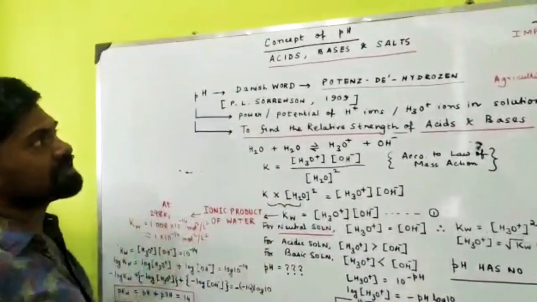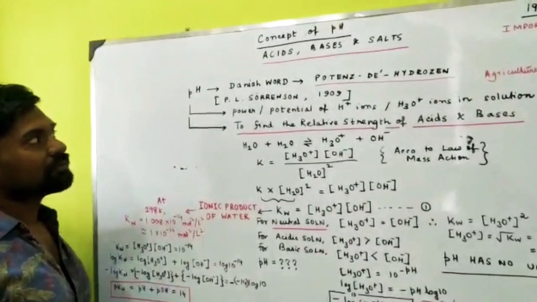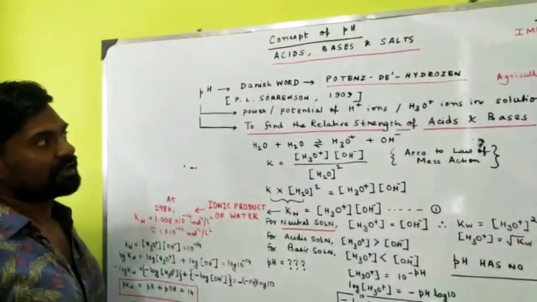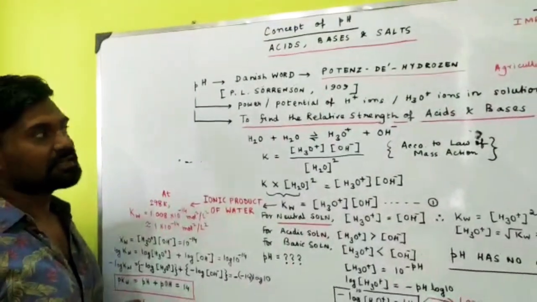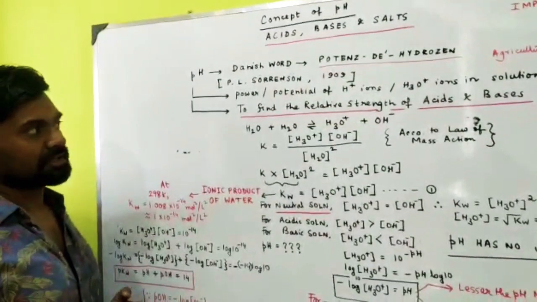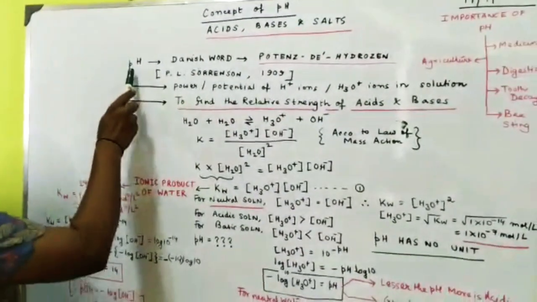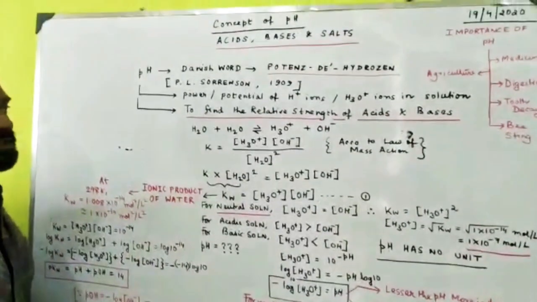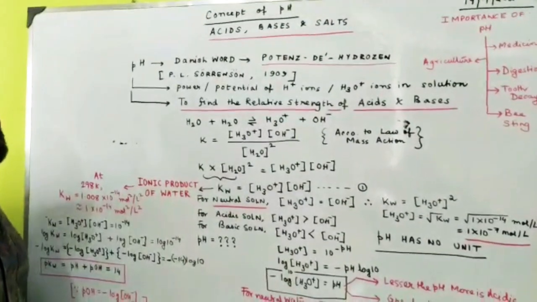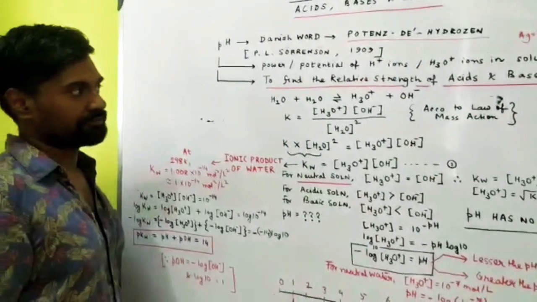Now today's topic is acids and bases and salts, concept of pH. As you know, the word pH is a Danish word which means potens dehydrogen. It was introduced in 1909 by a biochemist P.L. Sorensen, who introduced the concept of titration. Now the word P actually stands for power or potential of H plus ions or H3O plus ions. That is, what is the strength of H plus ions or concentration of H plus ions in solution.